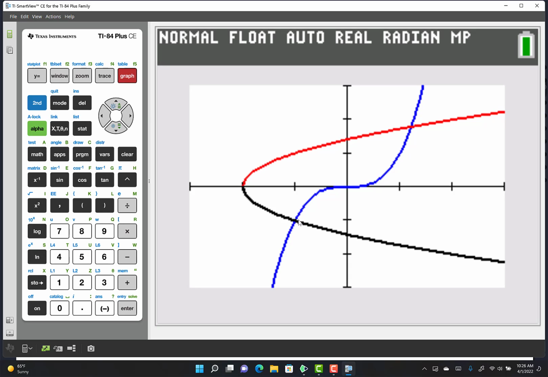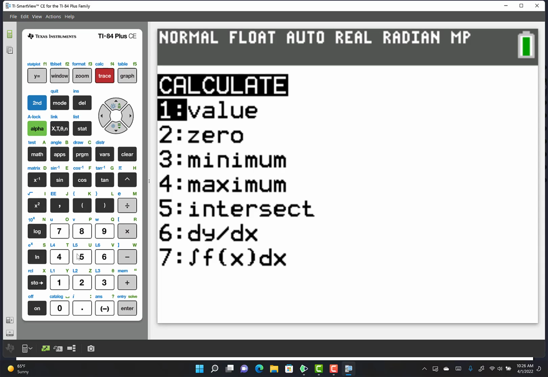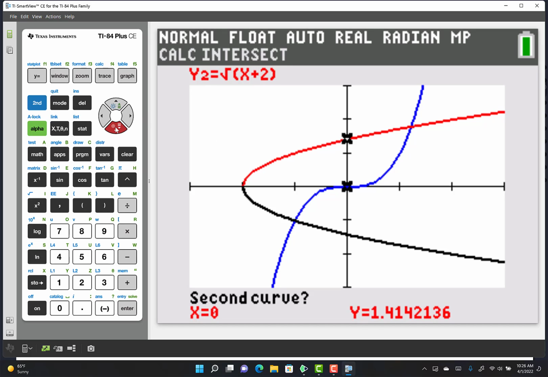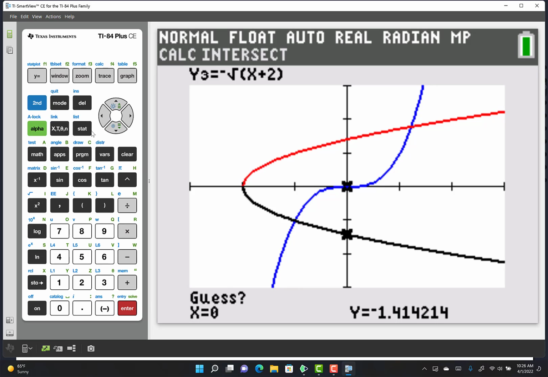So how do I find that intersection? You guys tell me. Second calc. Now you have more than 2 equations, so number 5, intersect. And it says the blue curve, yes. The red curve, I don't want the red curve. I want the black curve. So there's my second curve. Push enter. And now it says guess. I don't want to guess. Well, there's only one intersection anyway, so just push enter. And there it is. Oh, it's a perfect negative 1, negative 1.